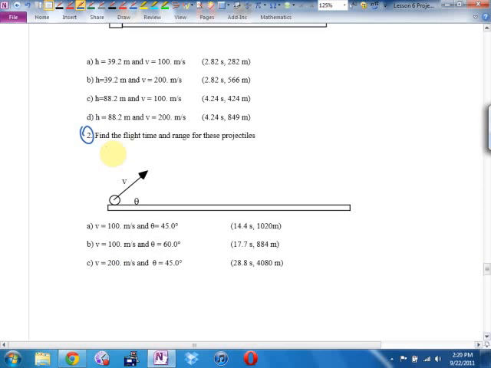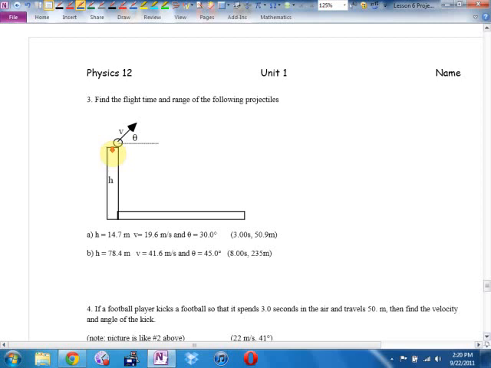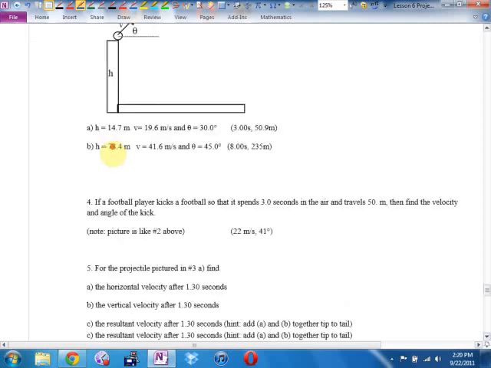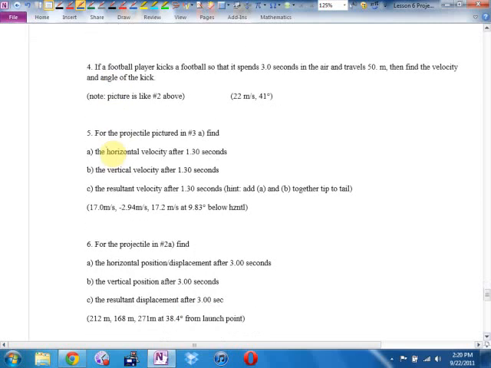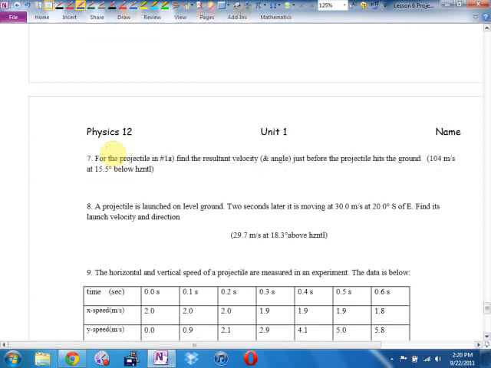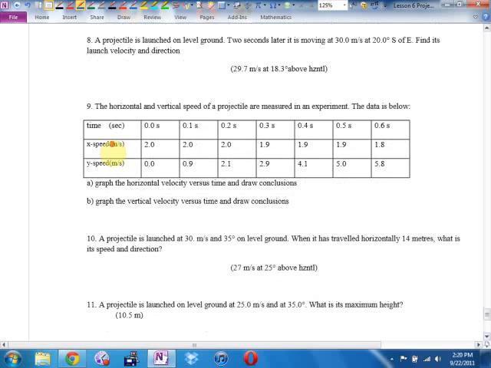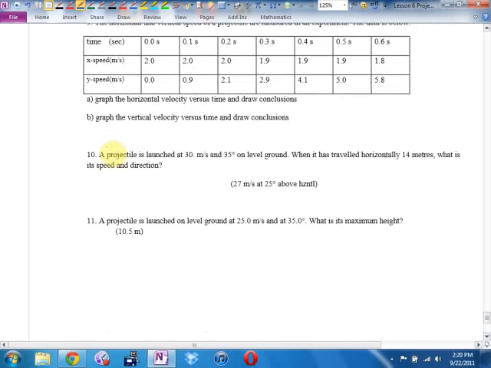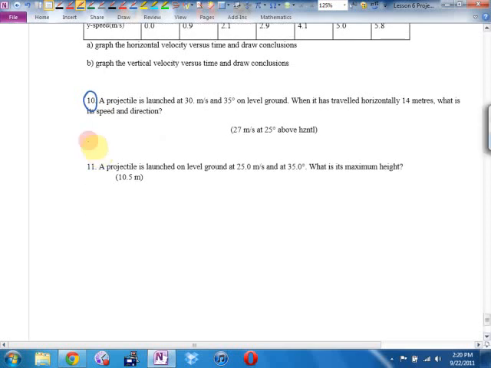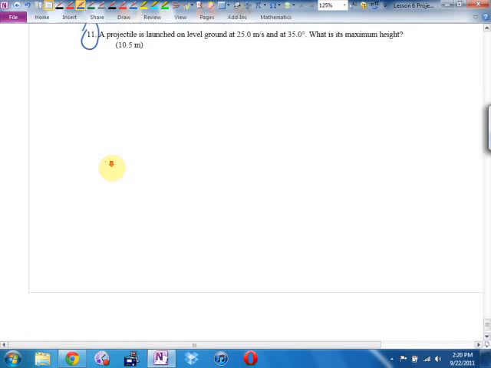Can't do number three yet. 4, 5, and 6 are still a bit tricky, as is 7 and 8. I haven't talked about number 10, but see if you can figure it out. If not, I'll be doing an actual example of it next lesson or the lesson after. And number 11. So I assigned right now 1, 2, 10, 11. Okay.